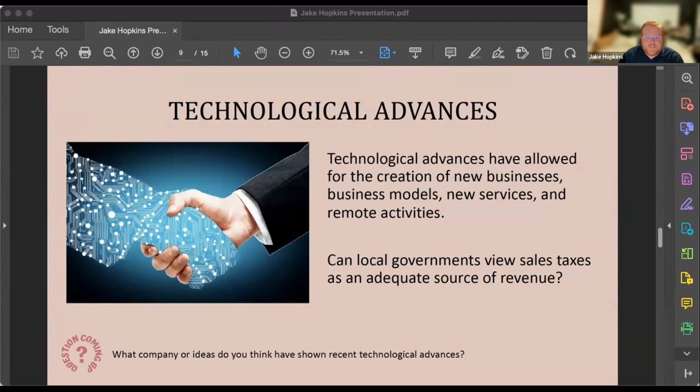So technological advances have allowed for the creation of new businesses, new business models, new services, and remote activities. The ability to purchase goods and services through the internet has sharply reduced reliance on sales tax. Although this problem is much more serious for state than for local governments, it calls into question whether local governments can view sales tax as an adequate source of revenue. And that's what Brunori mentions in the textbook. Brunori also suggests that with advancement in mobility and technological advances, state and local governments will be less reliant on business taxes and business property taxes for revenue.